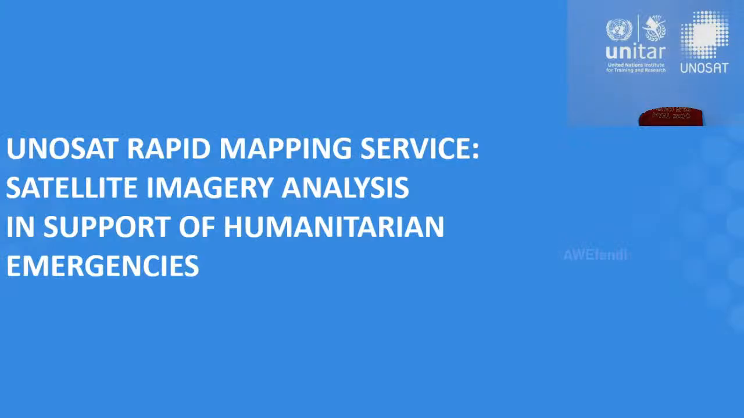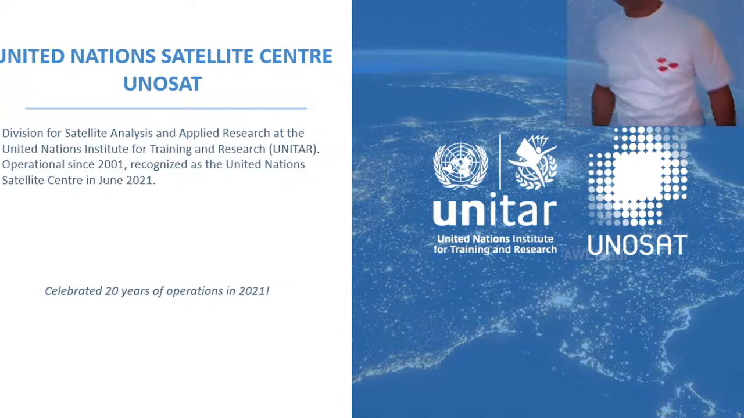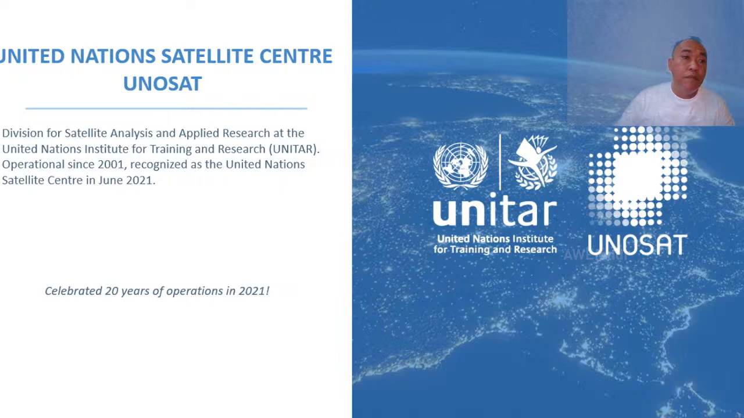Included in this course is a case study from Unisat on their rapid mapping service, where they're using satellite imagery analysis to support humanitarian emergencies around the world. The United Nations Satellite Center, UNISAT, is part of the United Nations Institute for Training and Research, UNITAR, with a mandate to provide United Nations funds, programs, and specialized agencies with satellite analysis at their request, as well as to support member states with satellite image analysis over their respective territories and to provide training and capacity development in the use of geospatial information technologies on the basis of voluntary contributions.